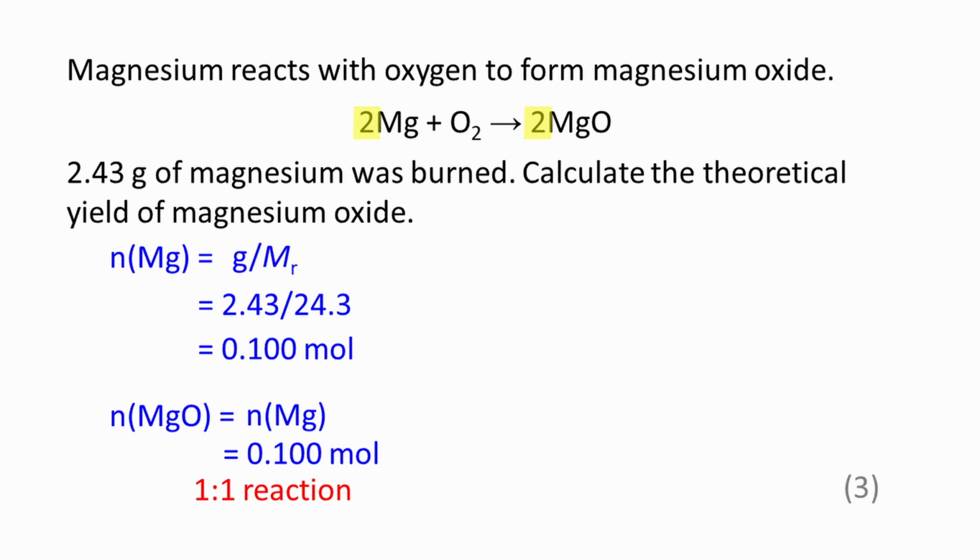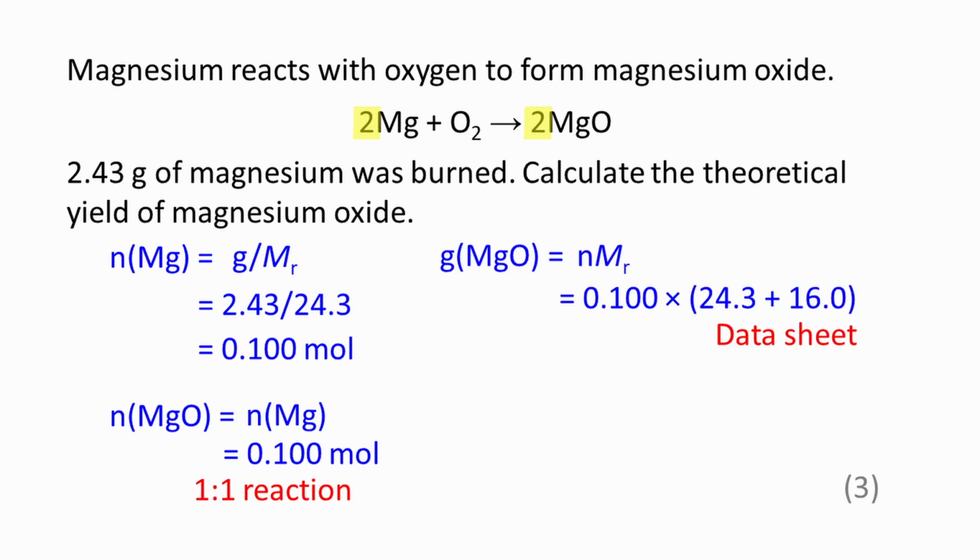The balanced chemical equation gives the ratio in which reactants form products. We can see that this is a 1-to-1 reaction. The amount of magnesium oxide that you would expect to form is equal to the amount of magnesium that you start with, assuming that the oxygen is in excess.